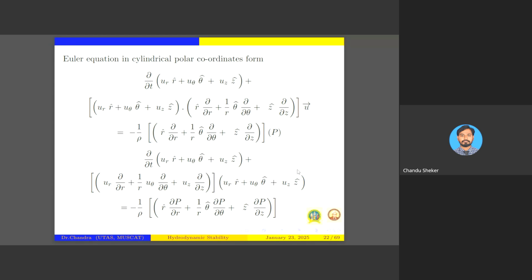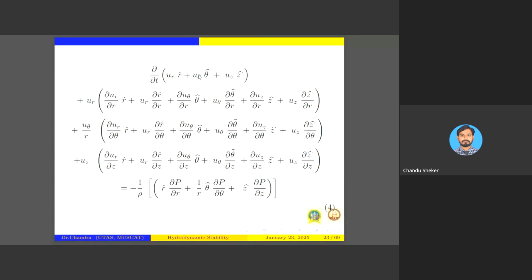U bar is nothing but again the same thing, the velocity vector. Okay, so the velocity vector, yes, we have written like this. Then we can operate this derivative with again u bar. Then we'll get the next equation like this.